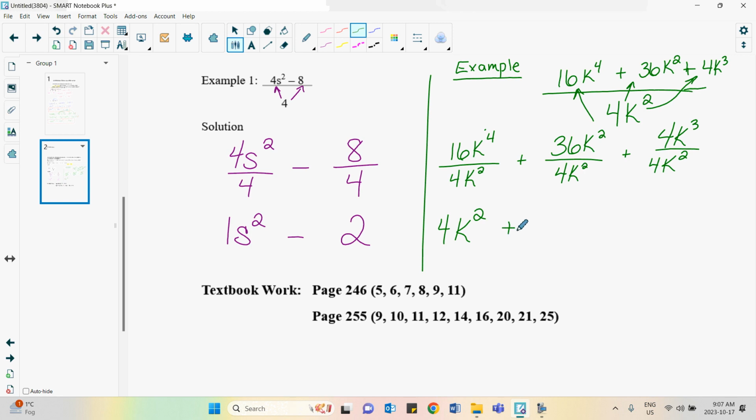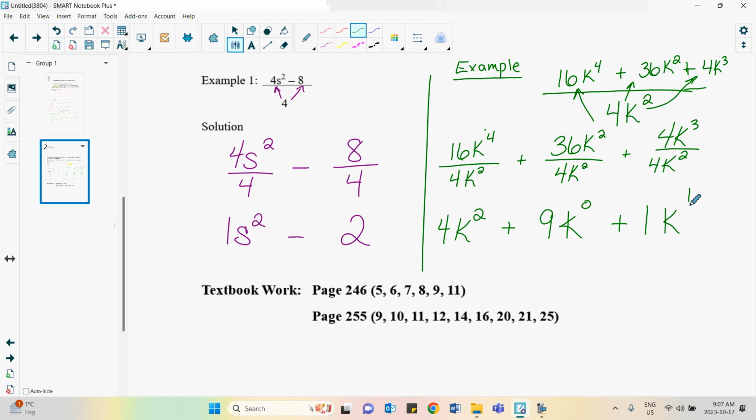And 36 divided by 4. I do have enough fingers. 9. Keep the base of k, and what do we do to these? We subtract them, so 2 minus 2, 0. And what's 4 divided by 4? Keep the base of k. We subtract these, so 3 minus 2 leaves us with 1.